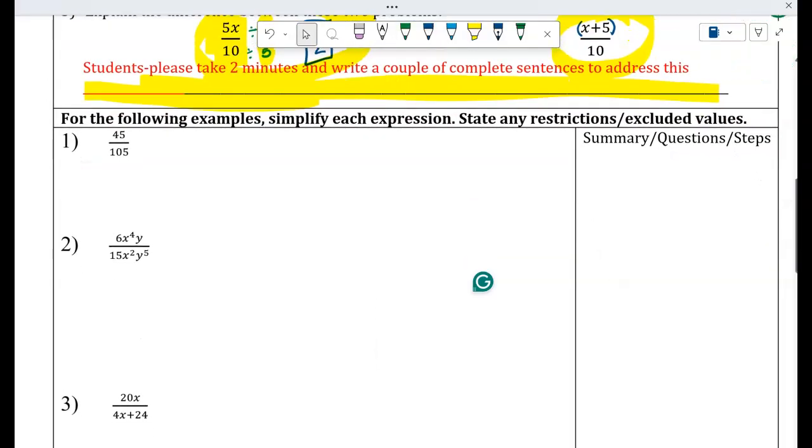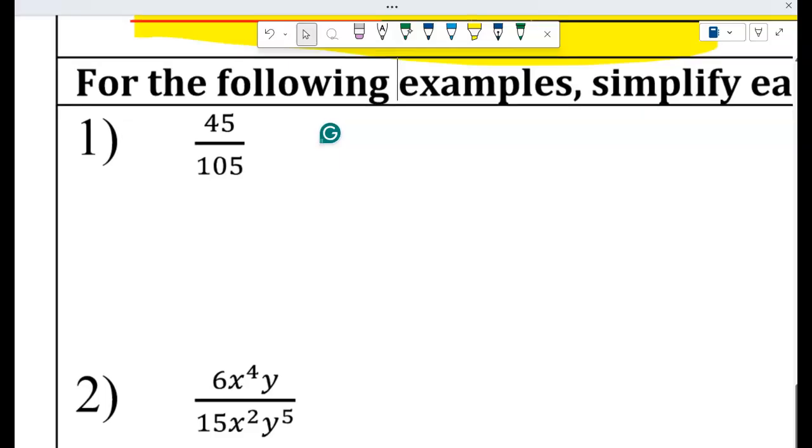So here are the directions for some of the examples. For the following examples, simplify each expression, that means reduce, and state any restrictions or excluded values. So our number 1 says 45 divided by 105. Well, as you can see, they both end in 5, so we know at least they are divisible by 5.